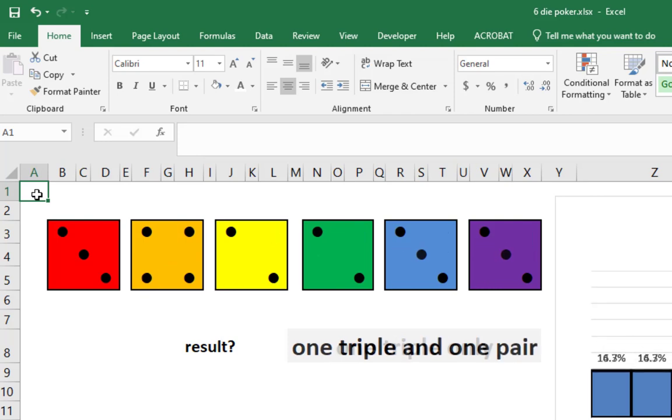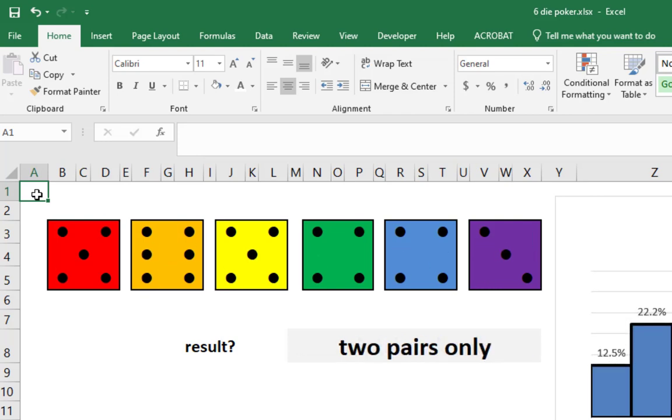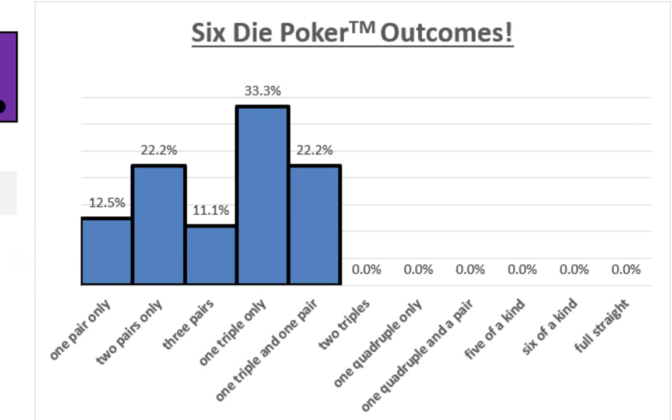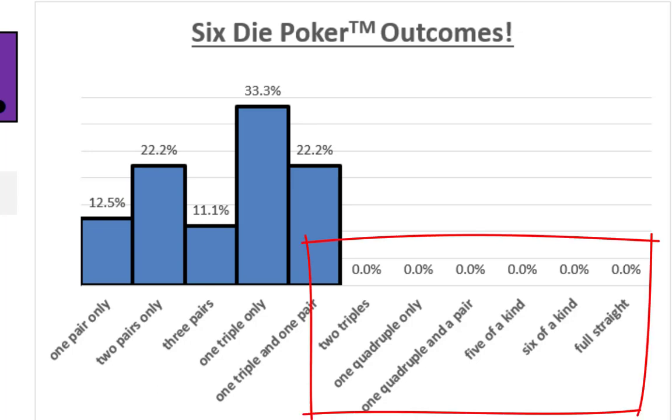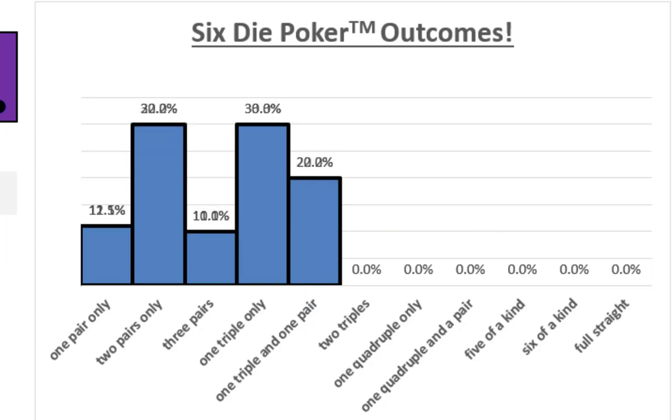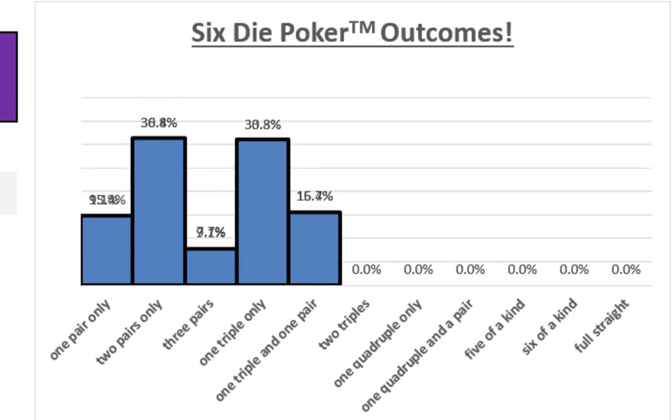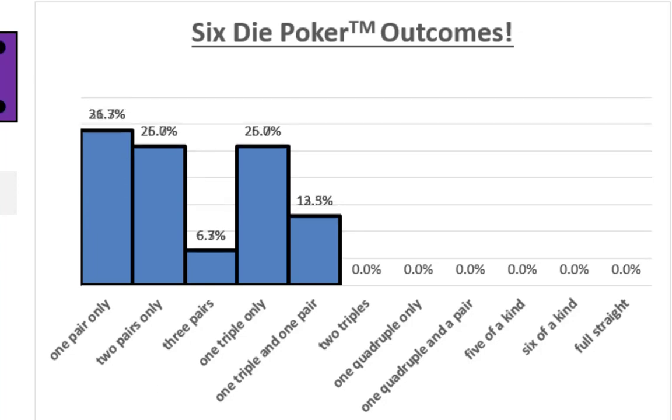So you can see we established lots of outcomes. Currently, right where I stopped, you don't see any outcomes to the right of 1 triple and 1 pair. Down here in this histogram, there's 2 triples, 1 quadruple only, 1 quadruple and a pair, 5 of a kind, 6 of a kind, and a full straight. I've probably only played about 6 games, so I'm going to keep this going. So far, nothing super interesting.